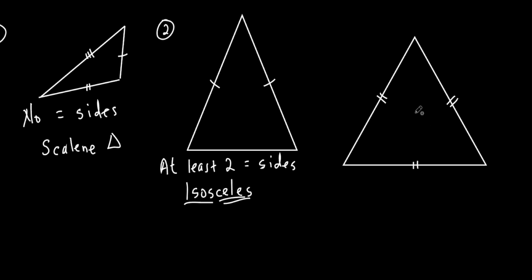All right, so check this out. If you have a triangle with all 3 sides equal, technically you could call this an isosceles triangle. Why? Because at least 2 of the sides are equal.